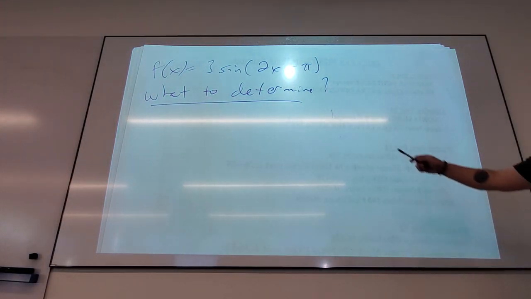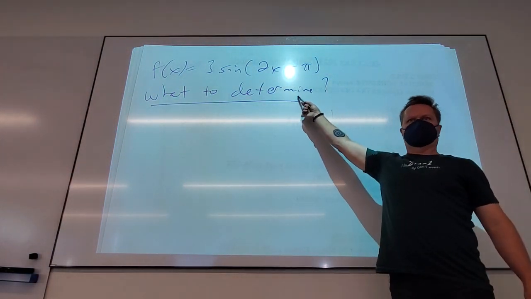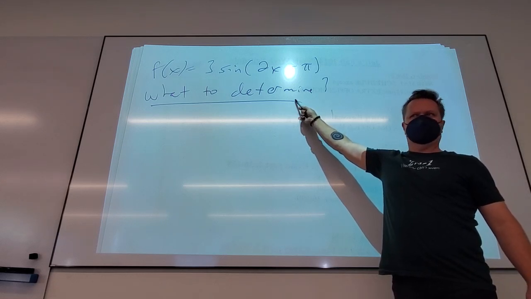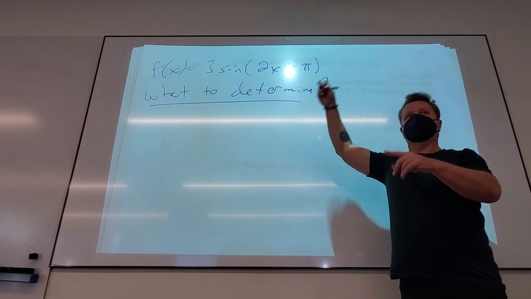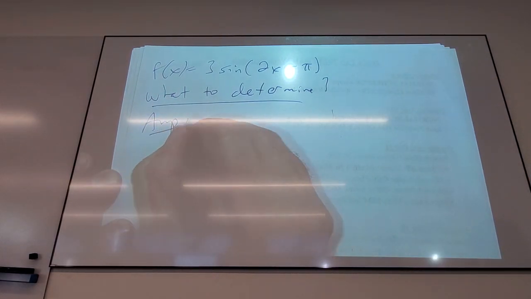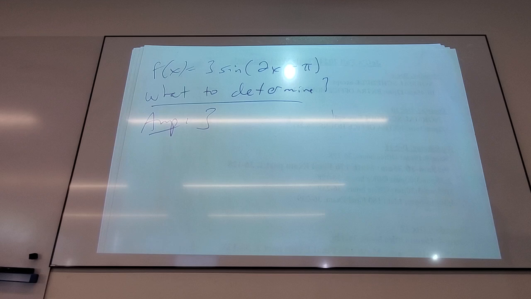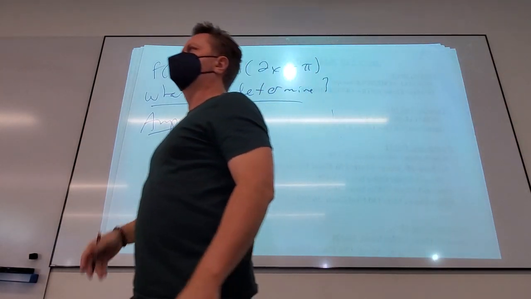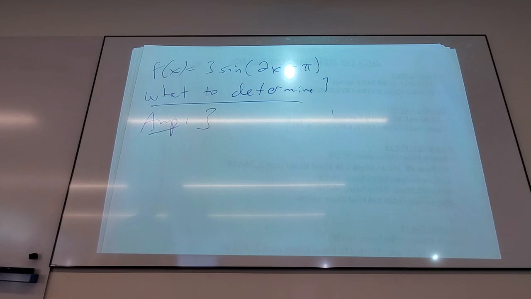All right. Question to answer. What do I need to determine? Amplitude. Beautiful. What's the amplitude? What does that amplitude mean? What does it mean, kids? From the center line, it's 3 up, 3 down. From the midline, it goes 3 up, 3 down. I love it.